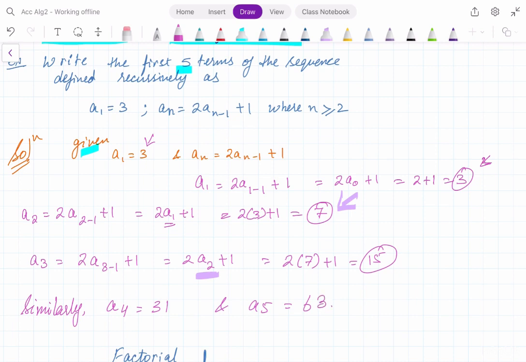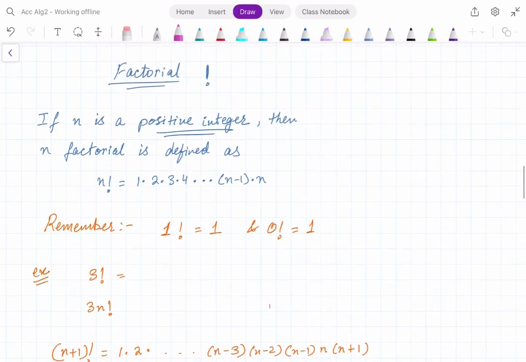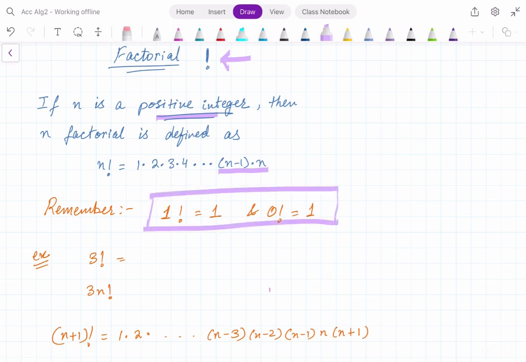Now, another thing that will really help you when we dive deep into series is the factorial. So factorial, if n is a positive integer, that is very, very important. We are only talking about the positive integers. Then n factorial is defined as n!, the exclamation sign that you use in English: 1 times 2 times 3 times 4, all the way to n. 1 factorial will be 1 and 0 factorial will also be 1.